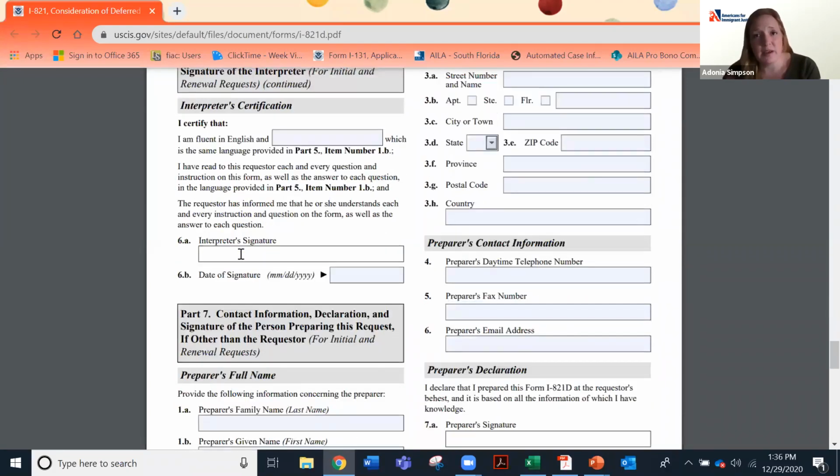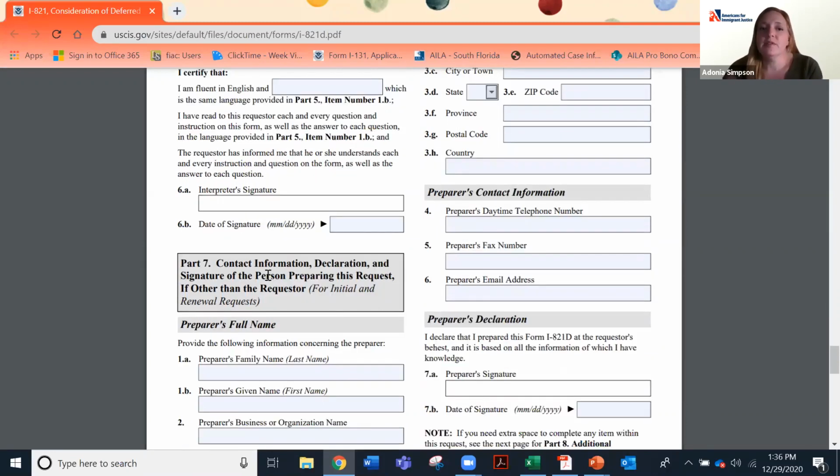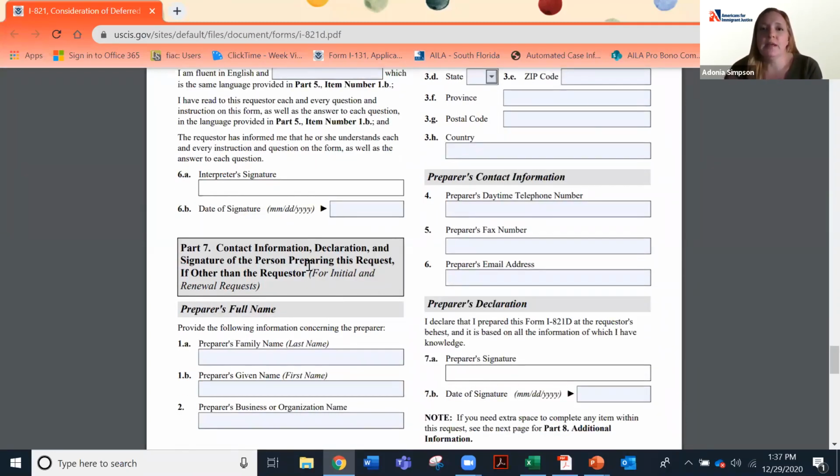And then the interpreter will also need to sign. So it's not just a matter of somebody interpreting for you, they actually have to sign off on it and provide their information. Part seven is for the preparer. So this is if somebody other than yourself is completing the application on your behalf, but you are reviewing it and signing off on it after you've thoroughly reviewed it, the preparer's information goes in here.